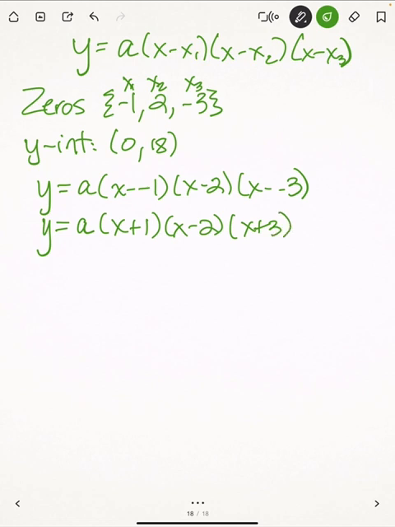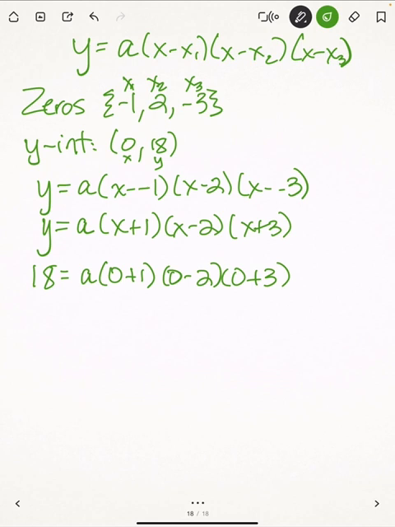Now that we have our general form, we need to solve for a. Technically, in the stem of the question, we were given our y-intercept, which was x was our 0 and y was our 18. So now we're going to fill in all those places and then solve for a. Our y is 18. We're going to say a parentheses. Since x is 0, we're going to put 0 here, 0 plus 1, then 0 minus 2, and then 0 plus 3. Now we need to condense.